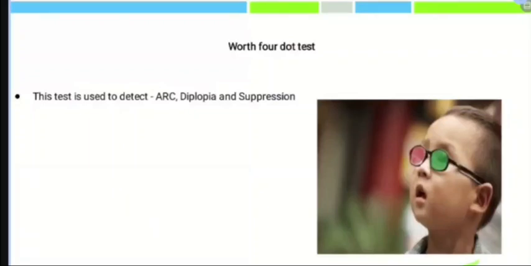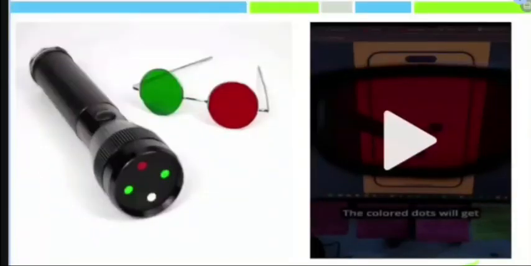So in this test, we are going to use some filters. The filters are red and green, and we will be using this for both distance as well as near. In the right eye, we will be using a red color filter, and in the left eye a green color filter, or goggles are also fine with the same procedure. And this light is used for near as well as distance. In most clinical practice, we have these images or these kinds of patterns in our system itself. So how does it work?